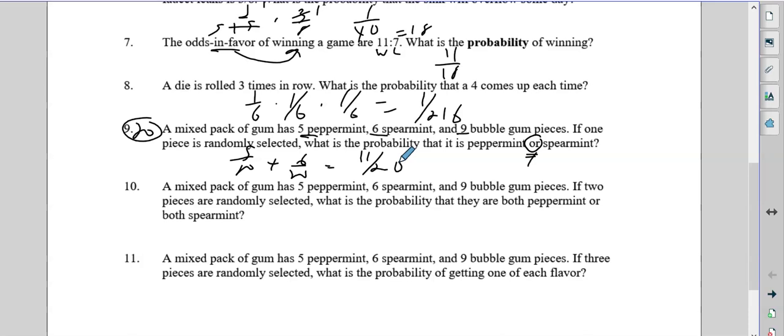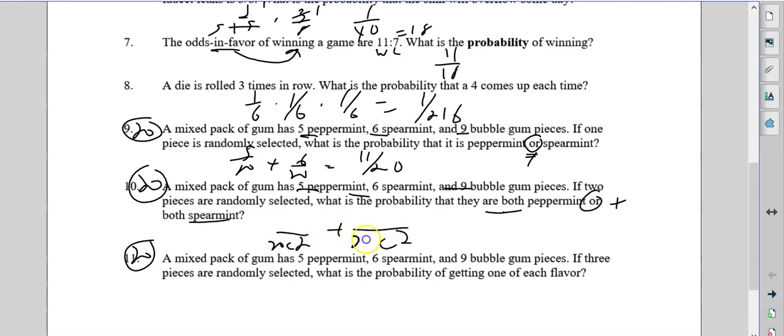Number 10. Same thing. Okay, these are still the 20 pieces. So is number 11. So we're dealing with 20 on all of those. But this one says if 2 are randomly selected, what's the probability they're both peppermint or both spearmint. So we're trying to say both one or the other. Now remember, the or means we're going to be plussing, but we have 2 different nCr possibilities. Either way, we're just choosing 2 pieces out of 20. We're also talking about 2 out of 5 and 2 out of 6.